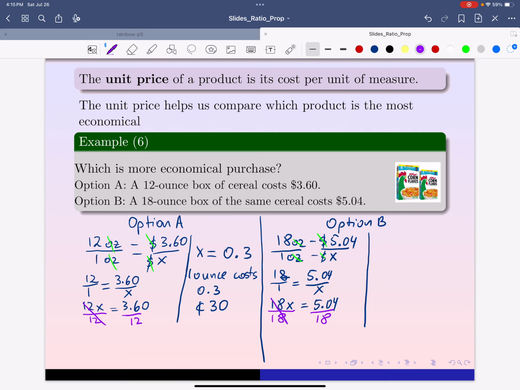18 cancels out, and we have that x is equal to, and we can type on the calculator, 5.04 divided by 18 is 0.28. So for option B, 1 ounce costs 0.28, or 28 cents. So in this case, option B is the more economical choice. Option B is simply cheaper because 28 cents is a little less than 30 cents.